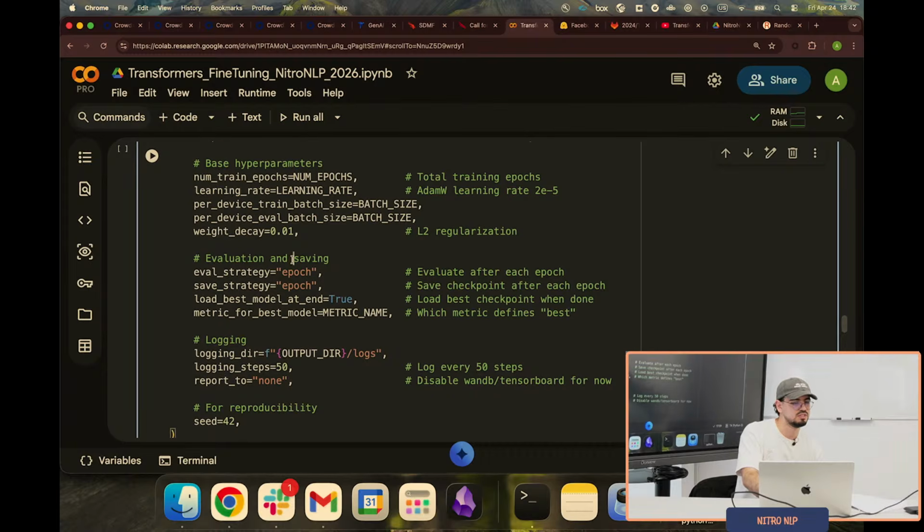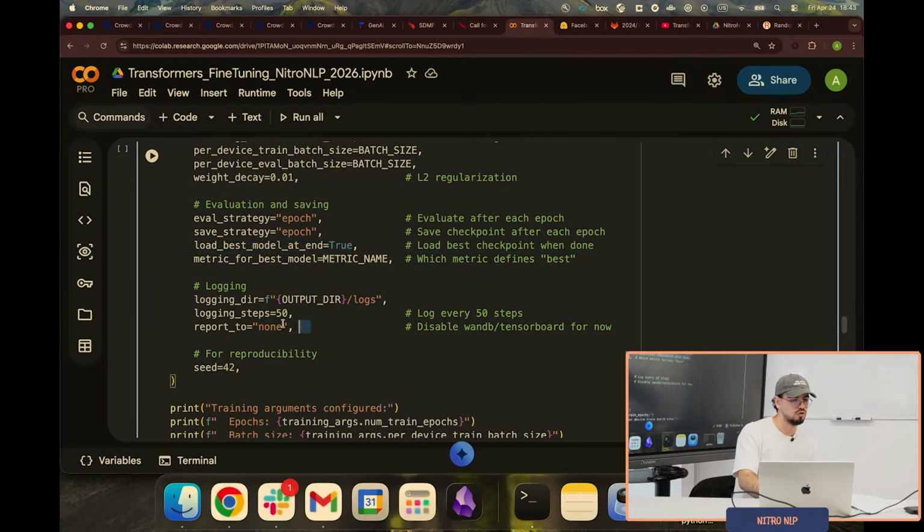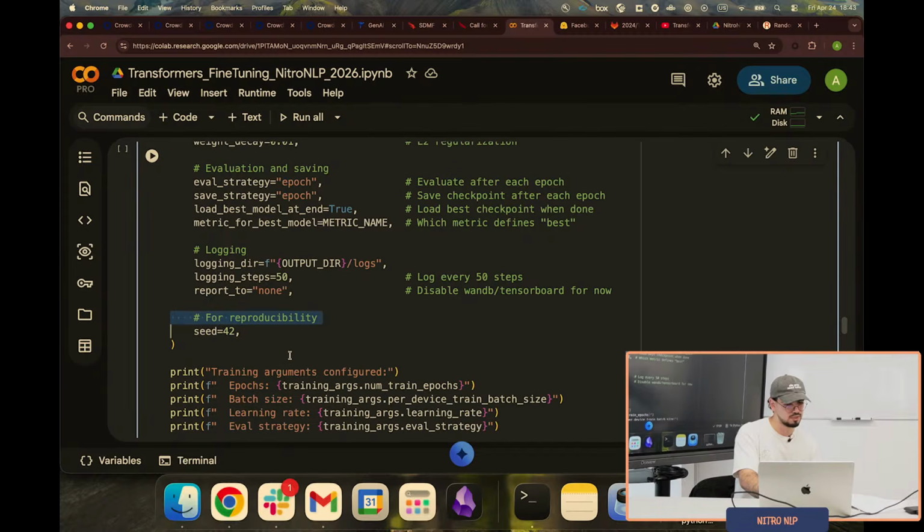How are we going to evaluate and save? We're going to evaluate by epoch. So after we go through the 2,000 samples that we have in the train set, it does an evaluation and gives us back a loss and an F1 or whatever. And at the end of the training, we're going to load the best model, or rather the best checkpoint. And we're going to log that as well every 50 steps. And for reproducibility's sake of this notebook, I put a seed of 42 as well, so that it initializes the same way if you run it again.